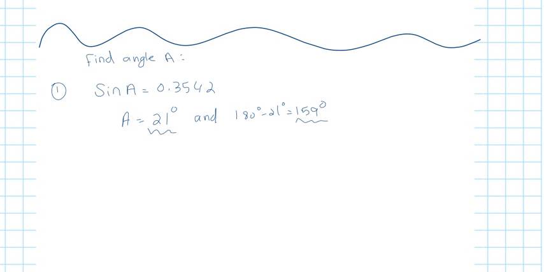Another thing I'm going to ask you: sine A is 0.3542. Angle A is obtuse, acute, or either? Pick one. What would be your answer for this? Either. Because it could be either this or that.